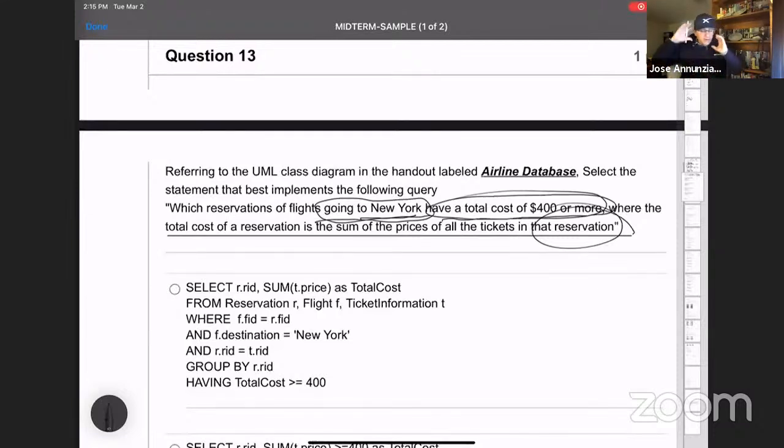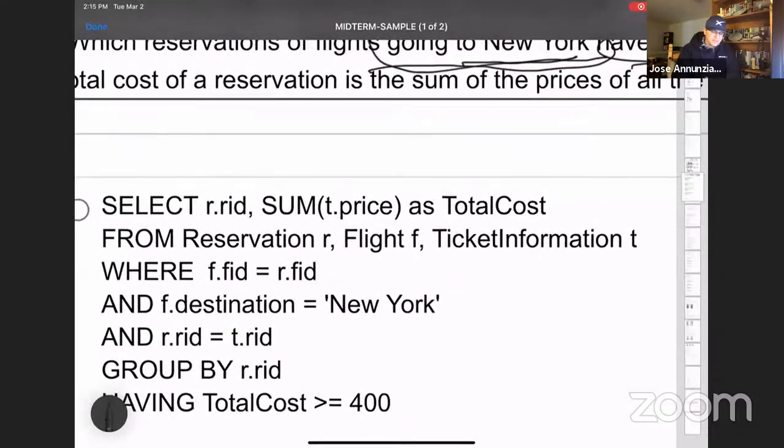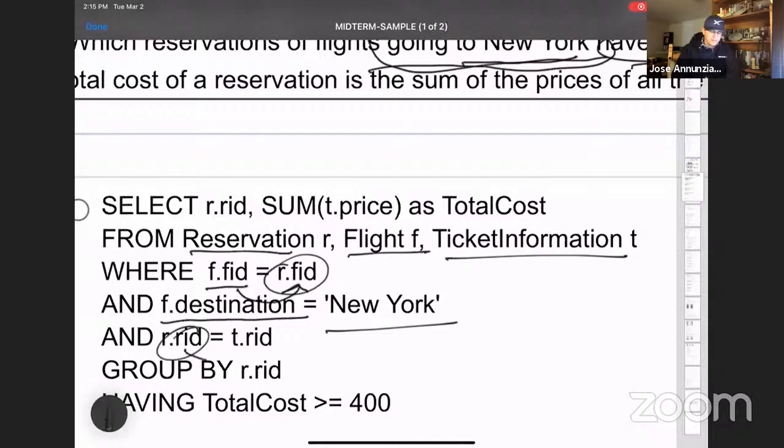Okay. All right. So knowing this, let's see what we got. Here are the three tables of interest: the reservation, the flight, and the ticket information. Starting with the flight, we can get to the reservation. We can filter the destination with New York. That's promising, and we can join the reservation with the ticket information. So these are the two joins that are joining the three tables: flight, reservation, and ticket information.